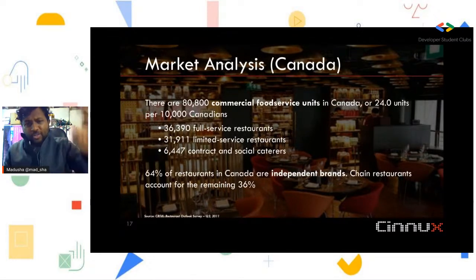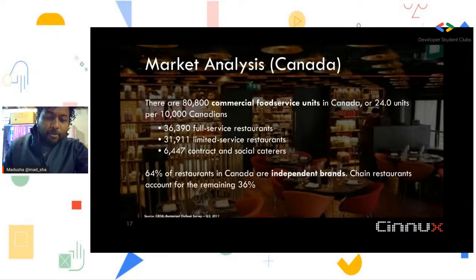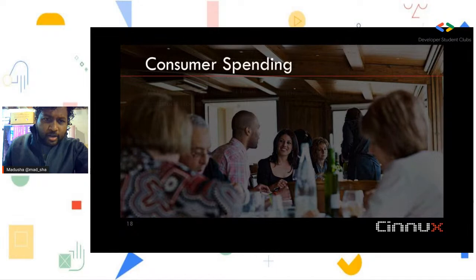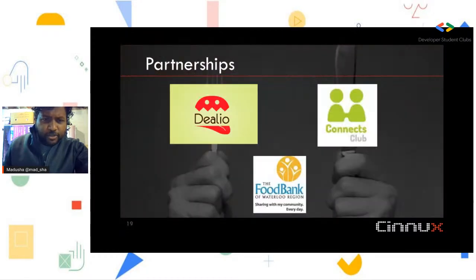opportunities to do. If there's one slide I would like you to focus on, it's how much research we did on the market side, but we made a huge mistake with all that, which I'm going to get to later. Okay, so again, consumer spending, research.